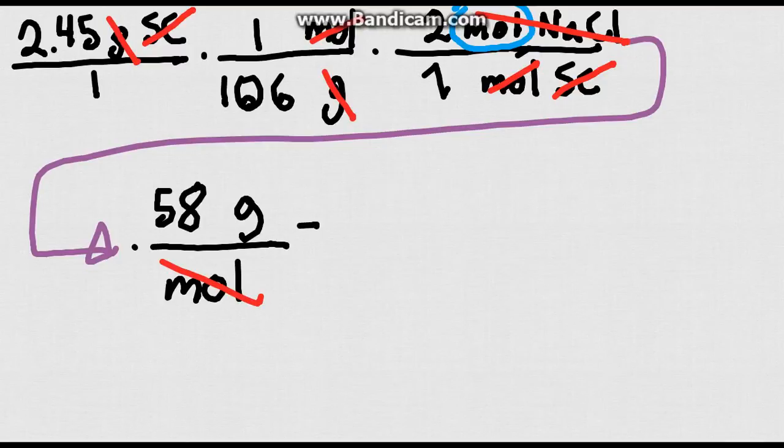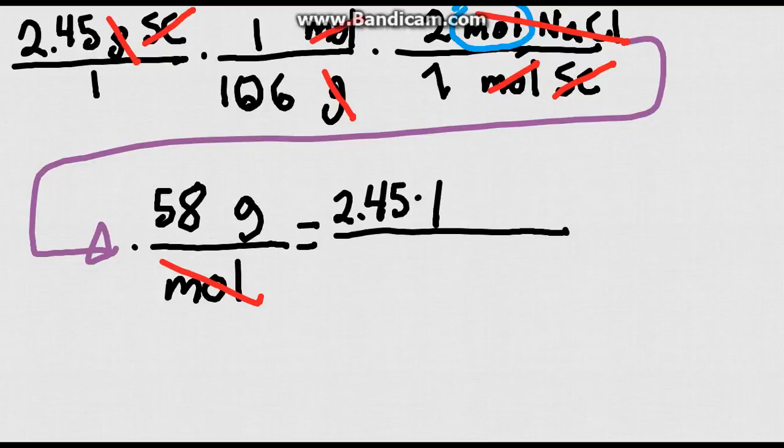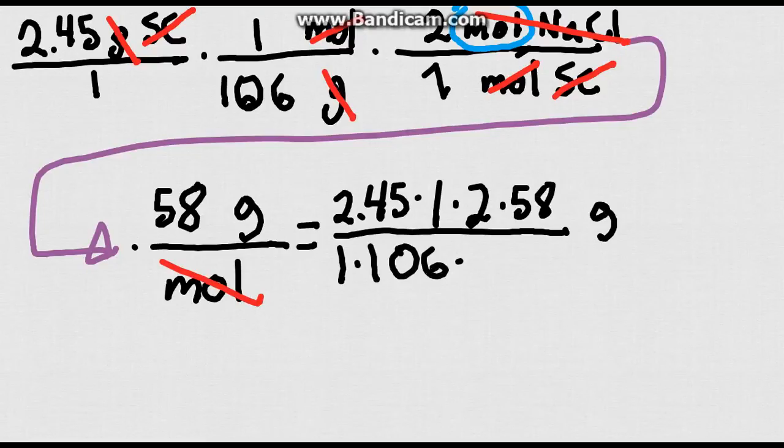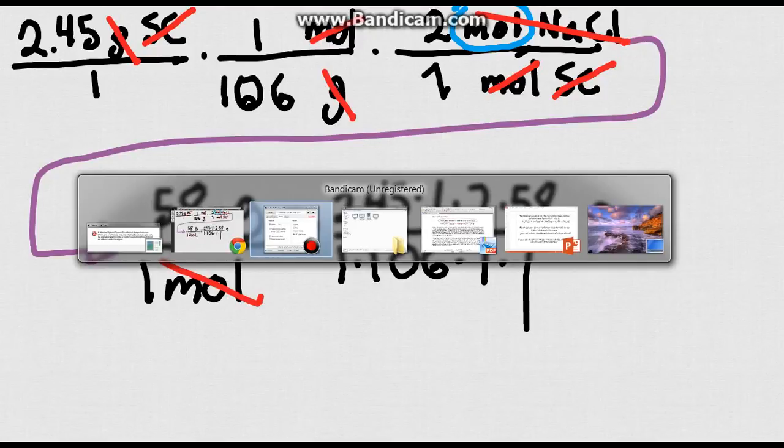And then your final answer is just going to be literally just multiply all the tops and multiply all the bottoms, and then put that into your calculator. So we've got 2.45 times 1 times 2 times 58, and don't forget your units, so we are in grams, all over 1 and times 106 times 1, and I forgot to say 1 mole down here, times 1, and that will give you your final result for this problem.